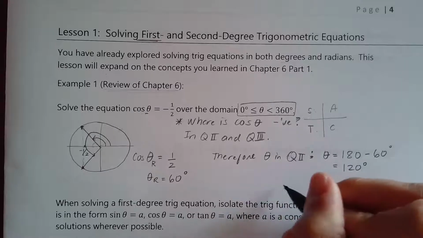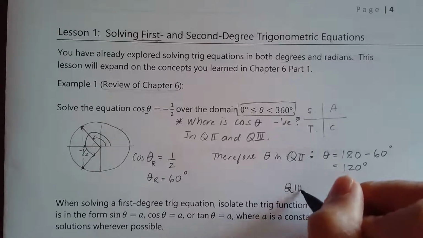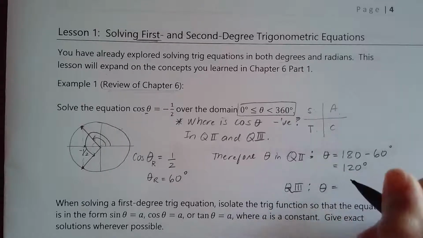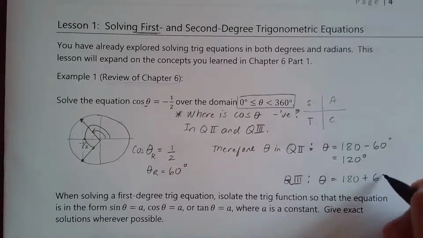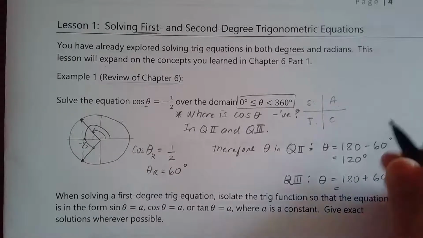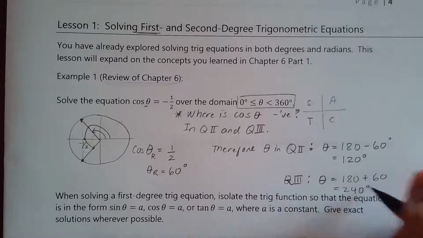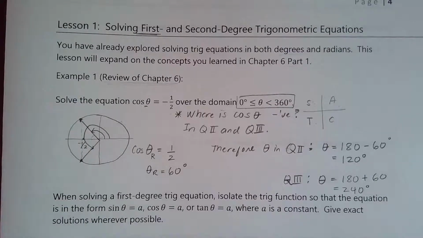And theta in quadrant 3 would be 180 plus the reference angle of 60 degrees, so it's going to be 240 degrees. Okay, so we have two possible solutions.